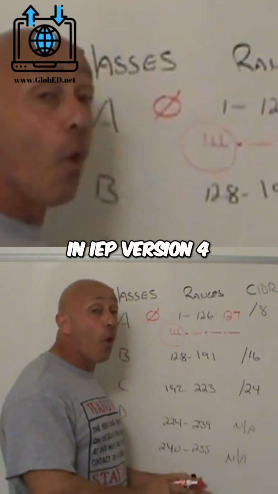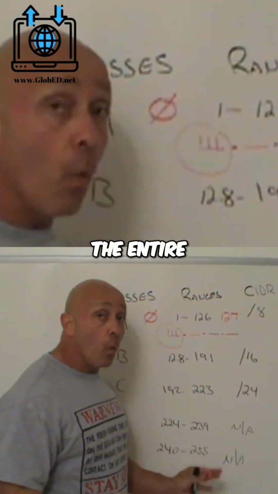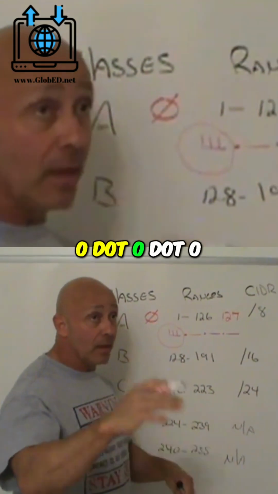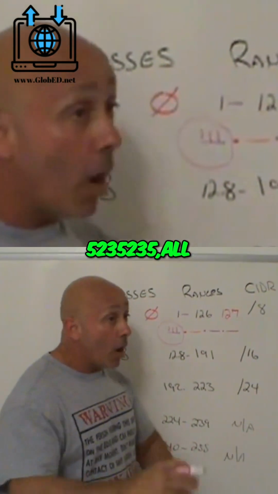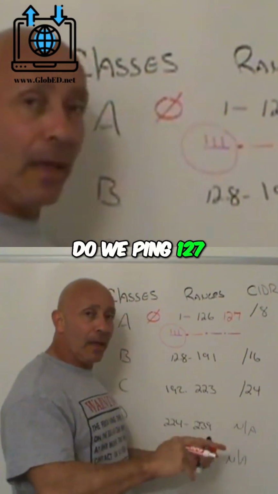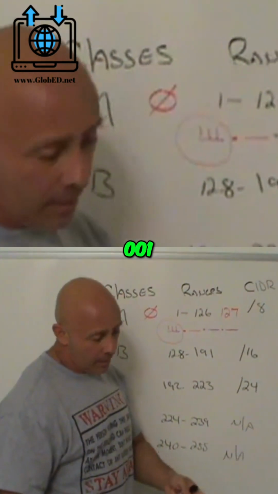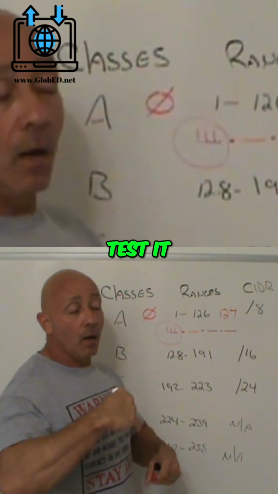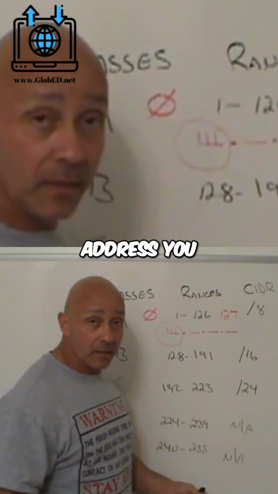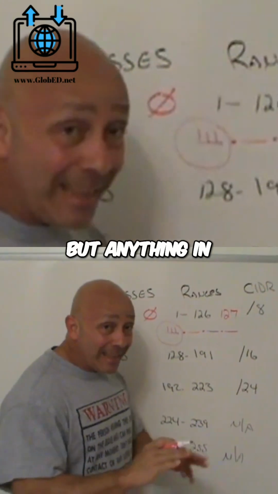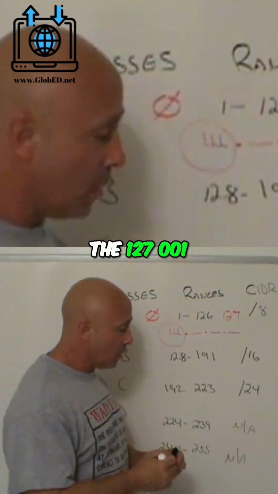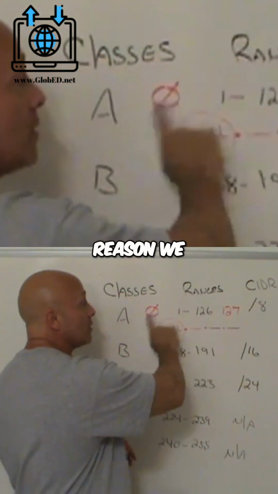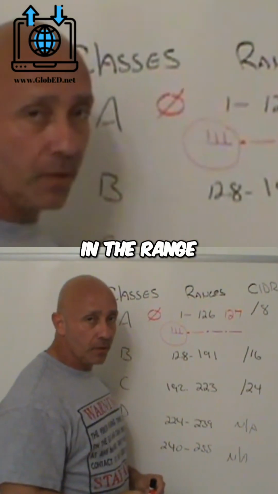Now remember, in IP version 4, the entire range 127.0.0.0 through 127.255.255.255 is loopback. Yes. Do we ping 127.0.0.1? Yes, that's how we test it. When you go on your test, that's the address you've got to put down. But anything in that range will give you the same thing as 127.0.0.1. Okay? So that's the reason we don't use those two in the range.